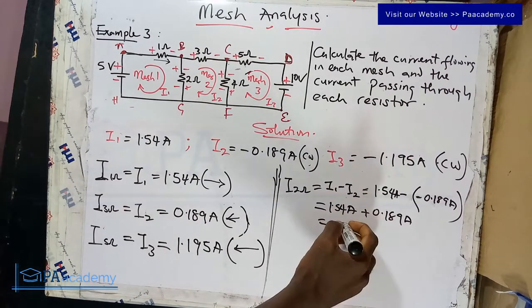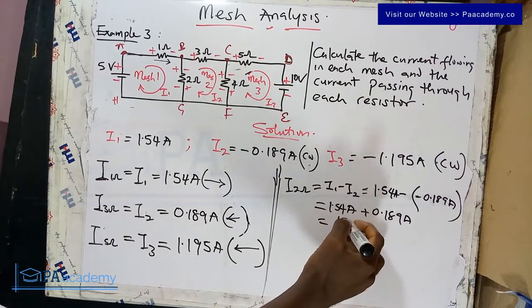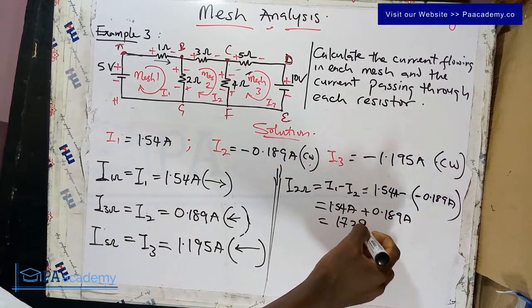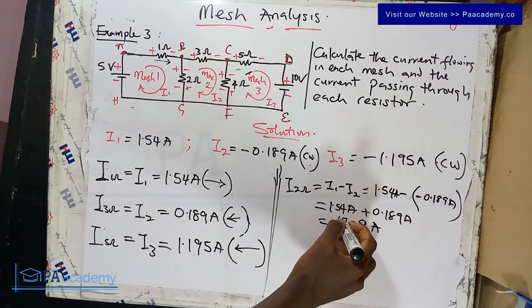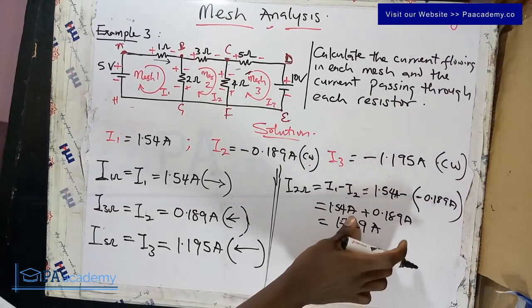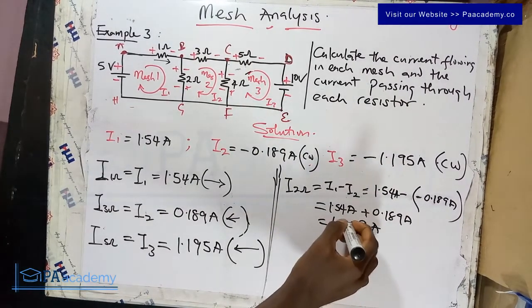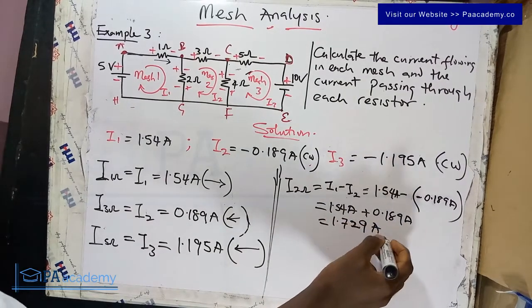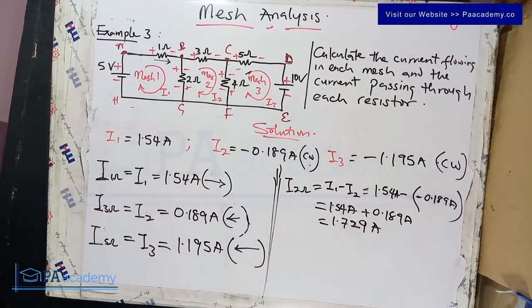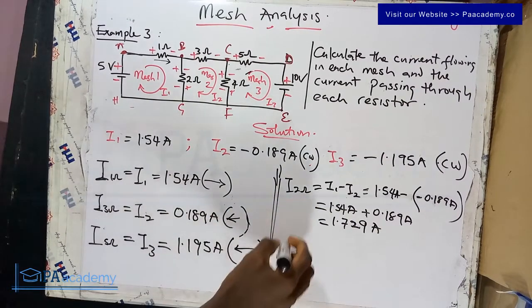So that will give us 1.729 amperes. So don't forget, always indicate your units. Always indicate your unit, it is very important. So we've gotten the current that is flowing through the 2 ohm resistor.